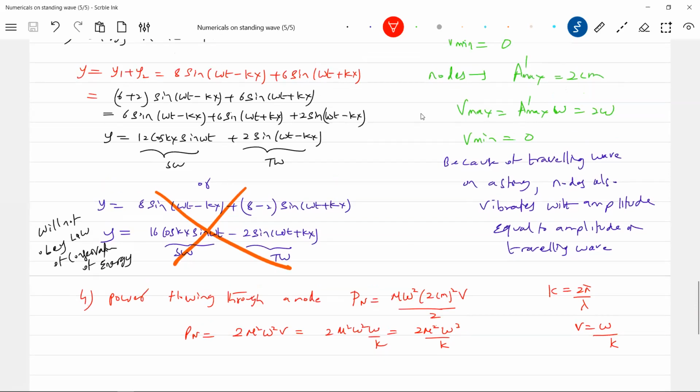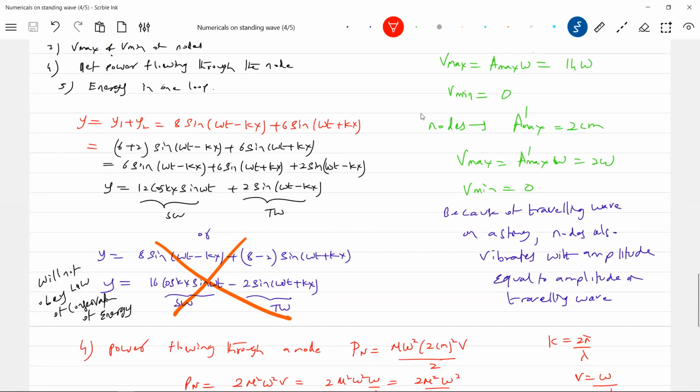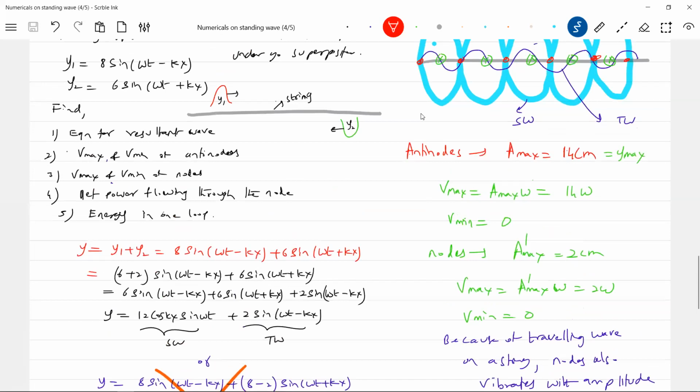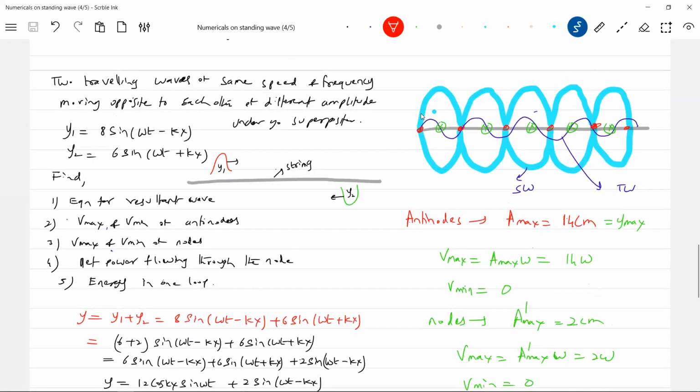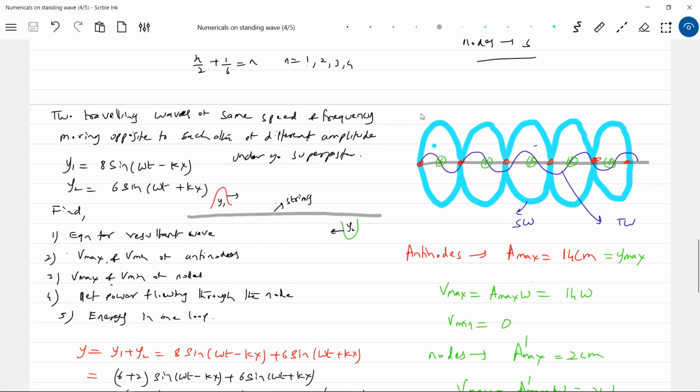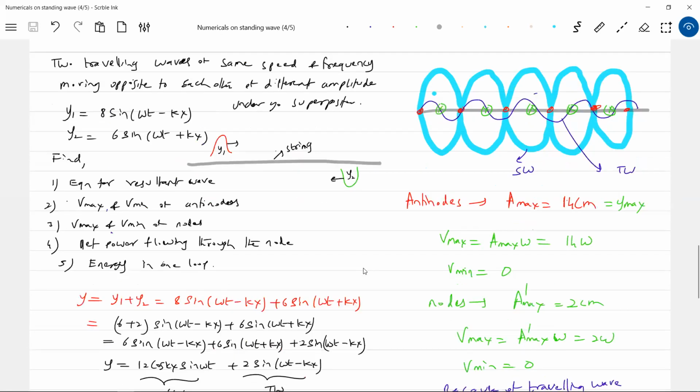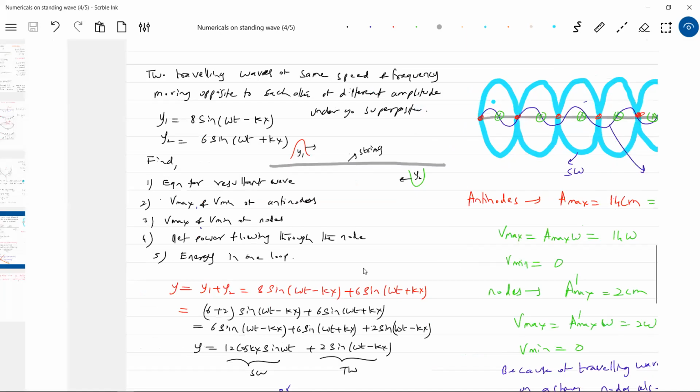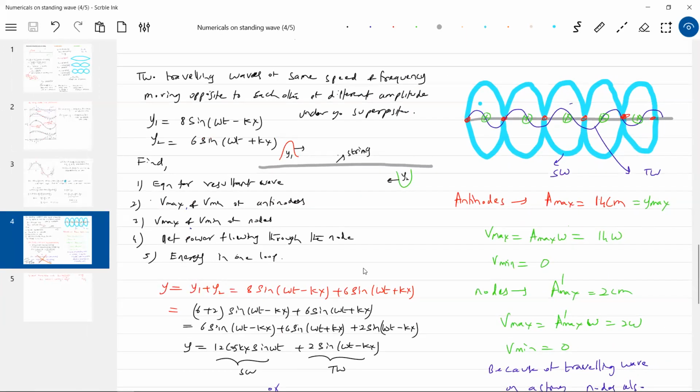Now, how much energy is confined in one loop? Because a standing wave is set up, no? So I want the energy present in one loop. How to calculate that? Anybody? Integration will be very lengthy. So what shall we do? We'll go for the earlier method of finding the energy.